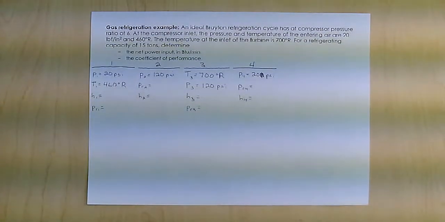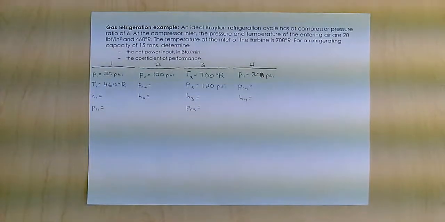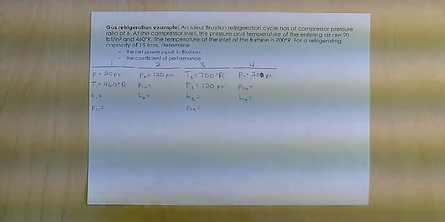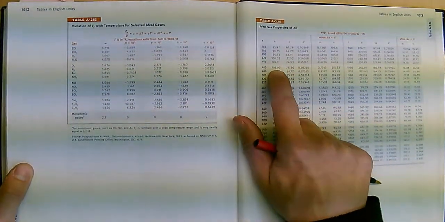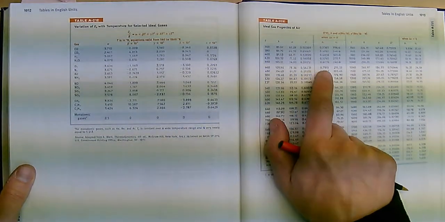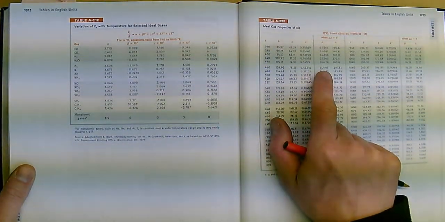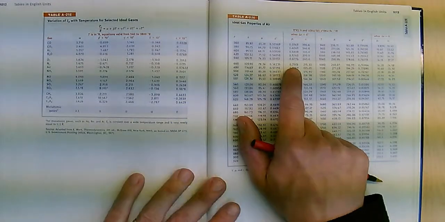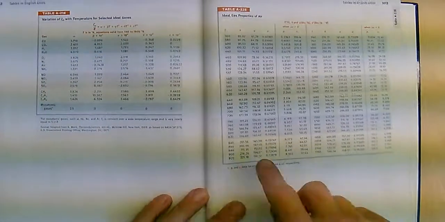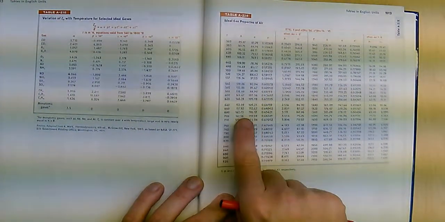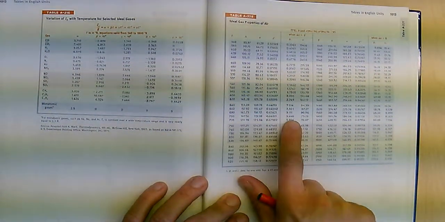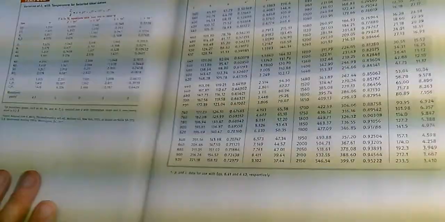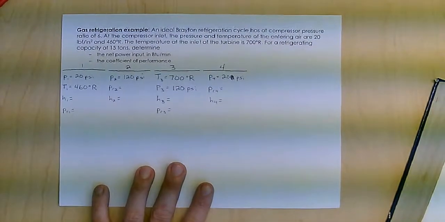Now this is air. It is in English units. So I have 460 degrees. I have an H of 109.9 and a PR of 0.7913. At 700 degrees, I have an H of 167.56 and a PR of 3.446. Okay, so let me go ahead and jot all of those down.